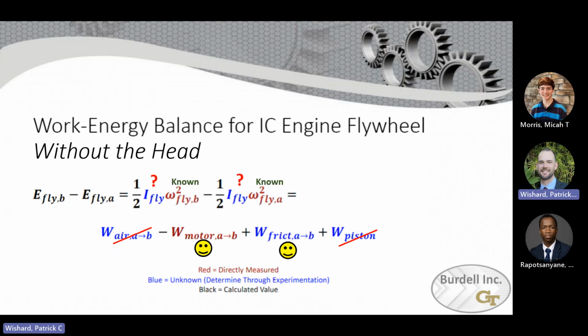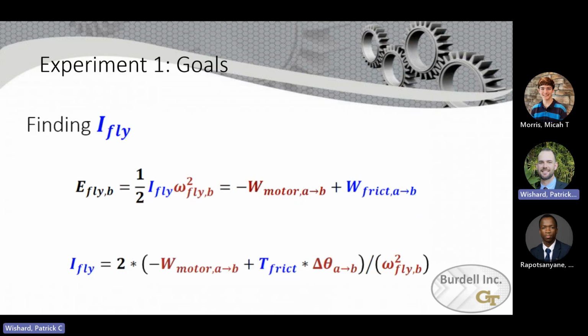So far, as a little update, we've canceled out air. We've said that W work from the piston cancels itself out. We know the motor, we know the effects of friction, and we know the angular velocity. So now we're just trying to solve for the inertia.